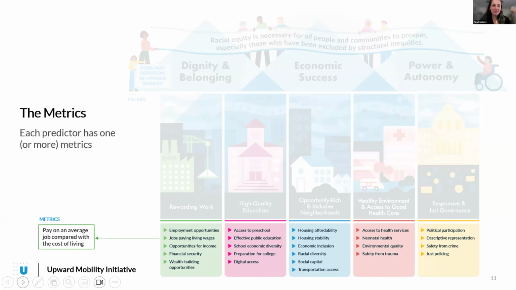And lastly, you'll see we've popped out this metric here on the left side. And this metric that we're isolating is the data point for the predictor that is called jobs paying living wages, right? It falls under that green rewarding work pillar there. And there is at least one metric for each predictor that is a data point used for that predictor. And some of the predictors in the framework actually have 2 metrics.